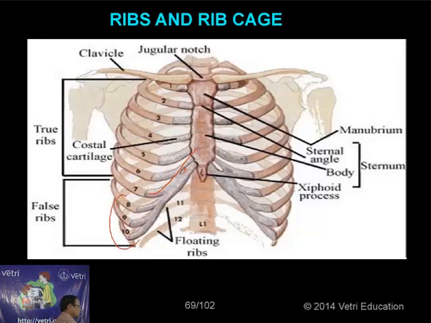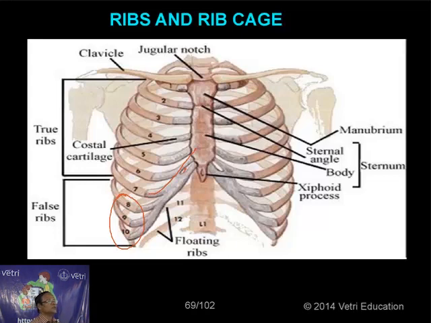Now ribs 8, 9 and 10 are not connected directly to the sternum. Instead, they are connected to the cartilage of the 7th rib, and from there they are connected indirectly to the sternum. So ribs 8, 9 and 10 are called false ribs.